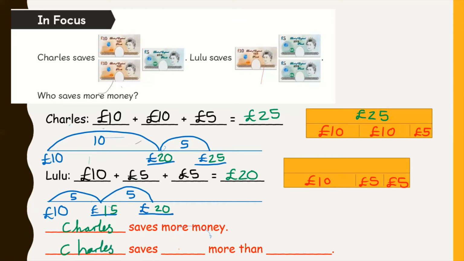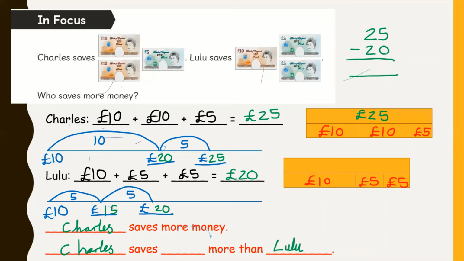Charles saves how much more than Lulu? Do you remember how I told you you'd need to work that out? With a column subtraction, that's right. Or you might be able to do this in your head because 25 and 20 are quite close together. So you could count on from 20 until you got to 25. But it's always good to practice our column method because it's something that you will always need.